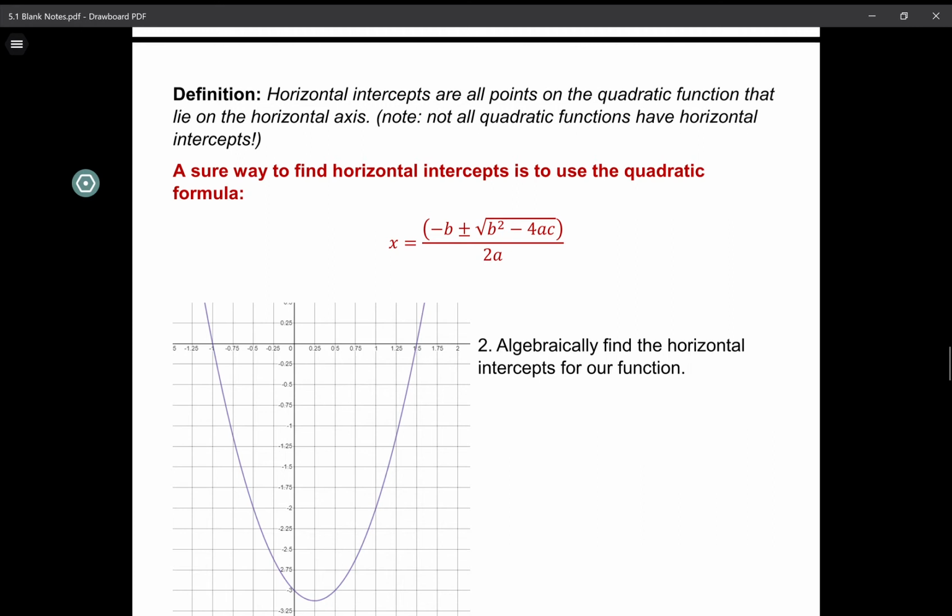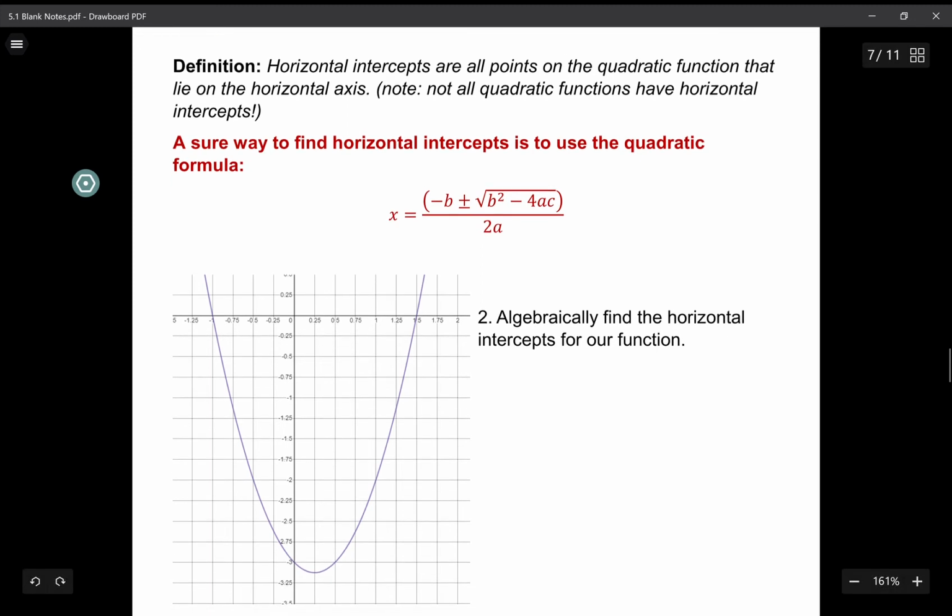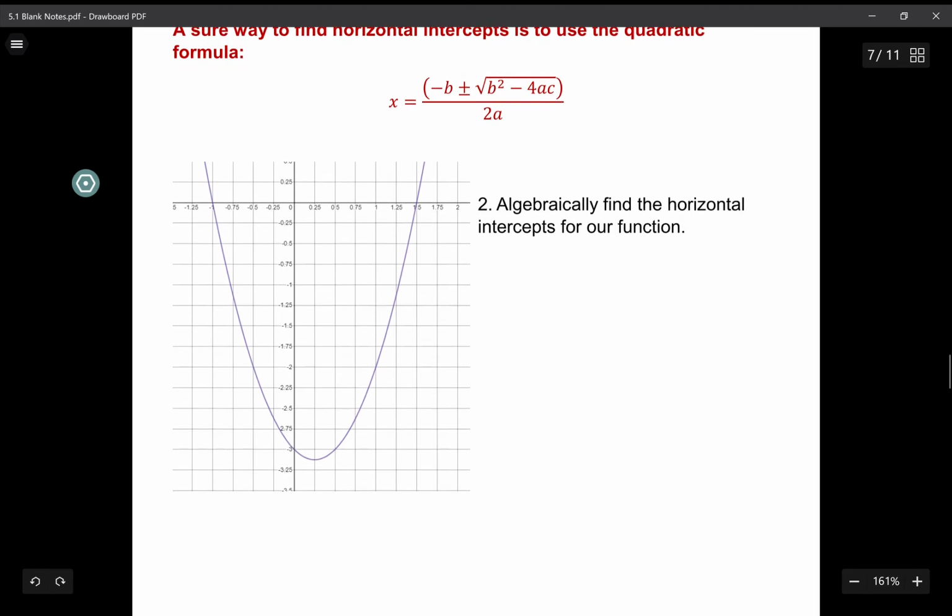But one way to find them for sure is to use the quadratic formula. Now, I'm not going to spend a lot of time in this class on the quadratic formula because it really is something you should have seen in a previous class. However, if you are rusty on it, which a lot of people are, there will be links to videos with refreshers on the quadratic formula. So if you need a refresher, go watch those videos. And I'm going to do an example right here, and I'm going to do another one later. So let's algebraically find the horizontal intercepts for our function.